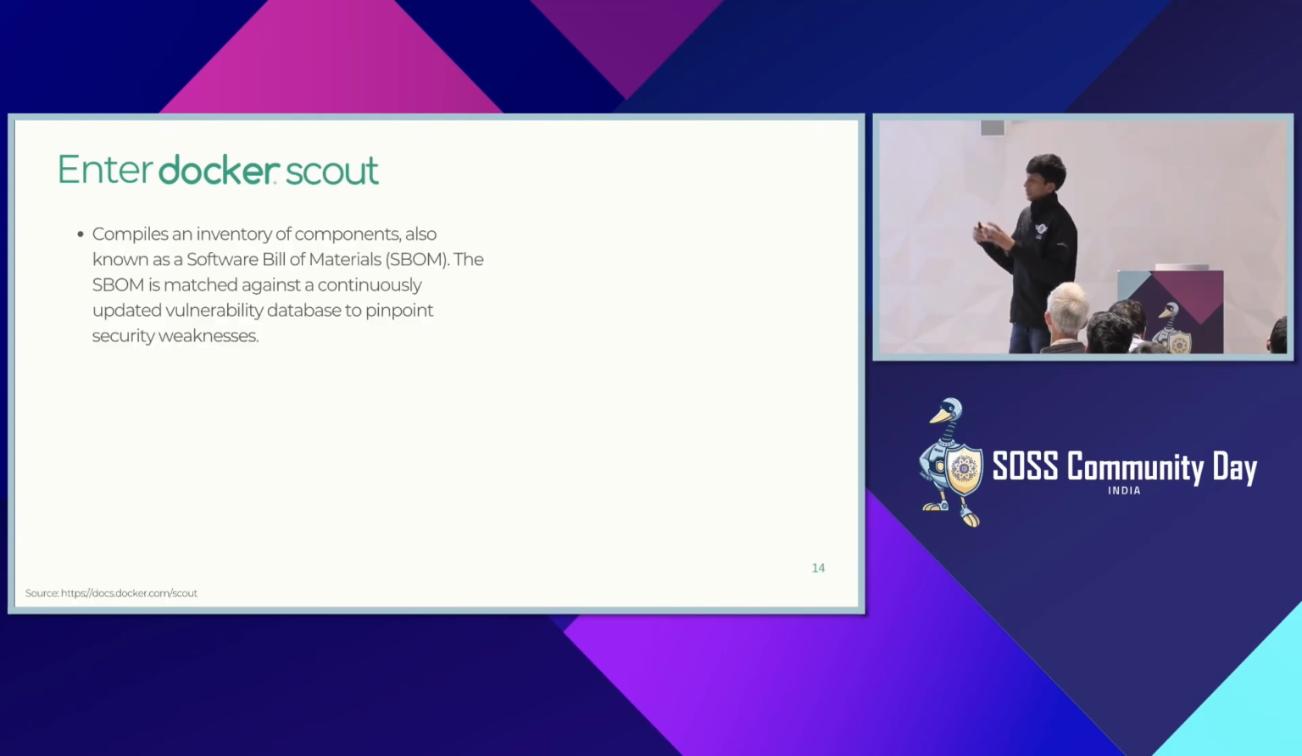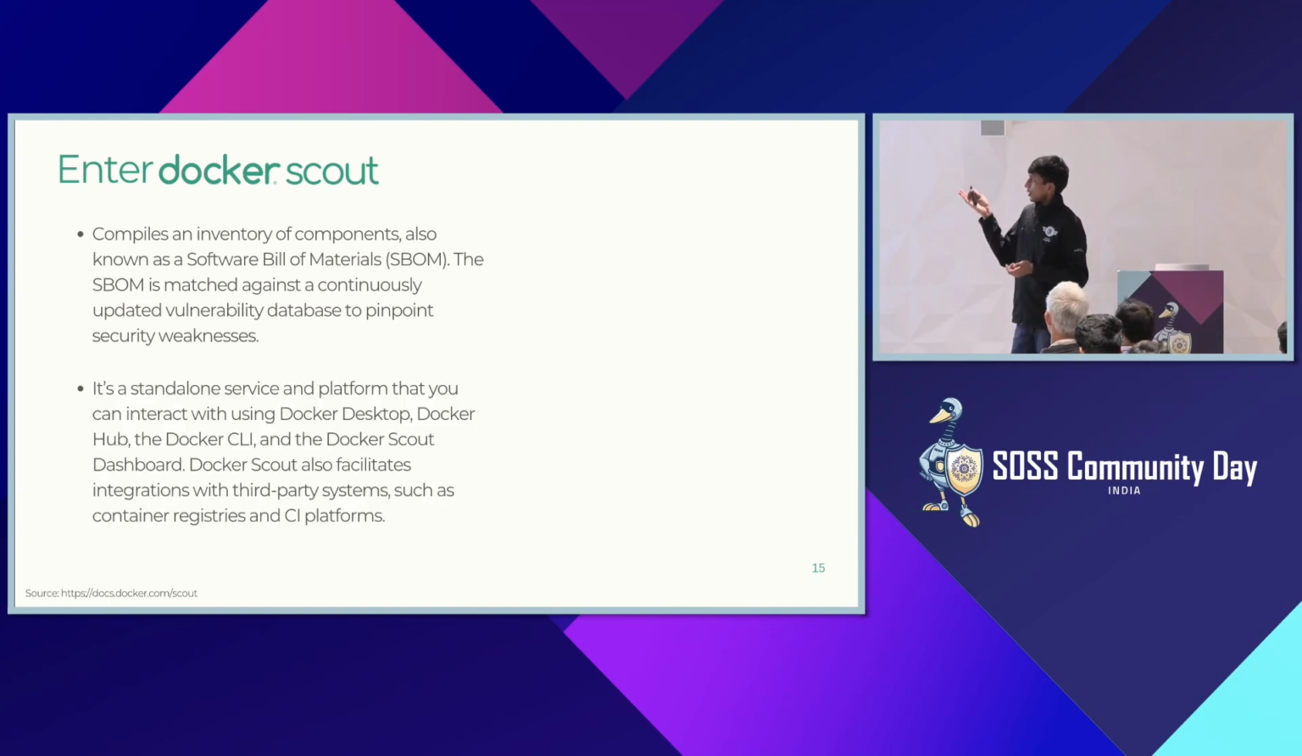We already talked about SBOMs, so of course I'm not going to waste time on that. It creates an SBOM and matches it with the inventory or database of CVEs. If it finds a CVE in that image, it will mention that a CVE was found and whether it is high or lower, depending on the severity. So it basically finds the security weakness. It's a standalone service, and I will also show a demo of that. This is why I said it is very developer friendly.